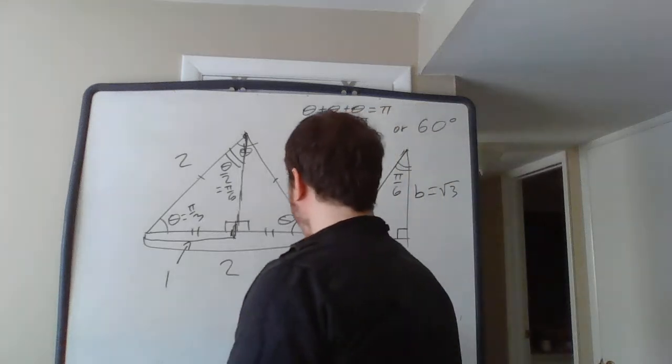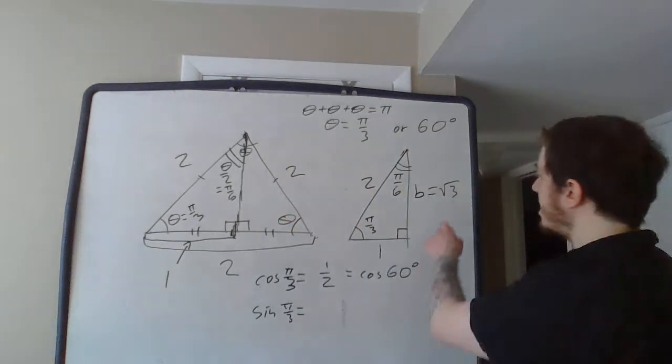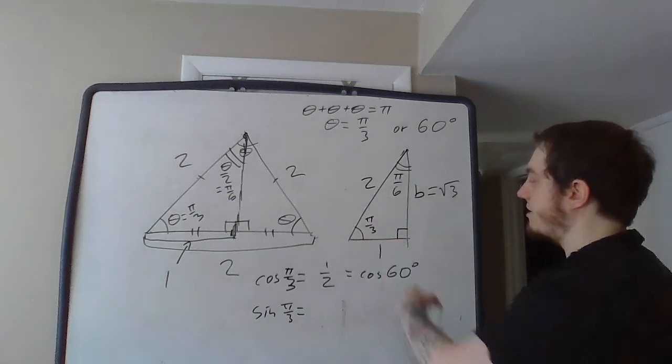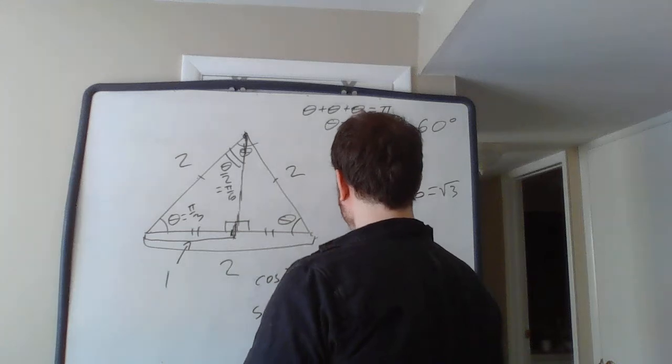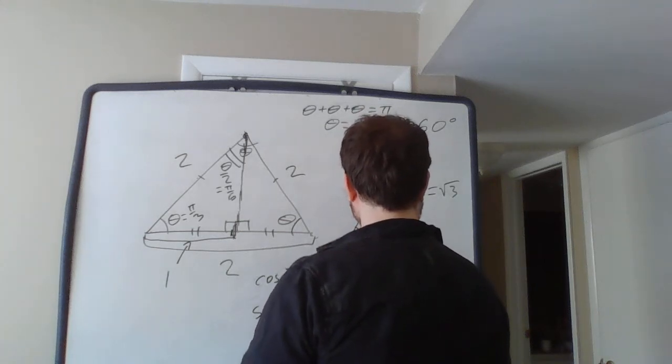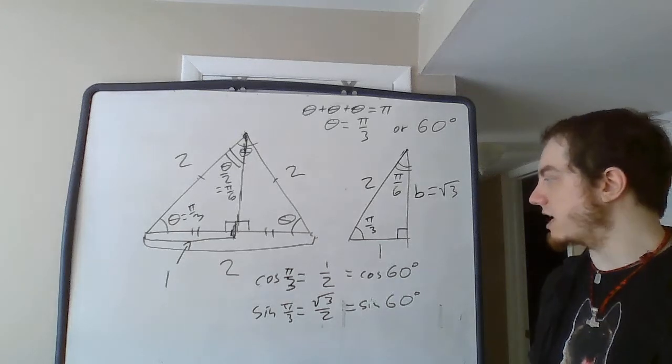The sine of pi over 3 is going to be the opposite side divided by the hypotenuse, which is square root 3 over 2. And this is, of course, the sine of 60 degrees, if you want to write down the trig functions in terms of degrees.